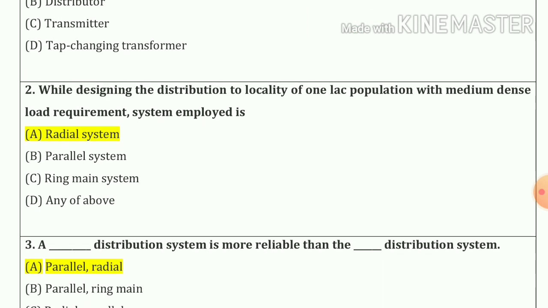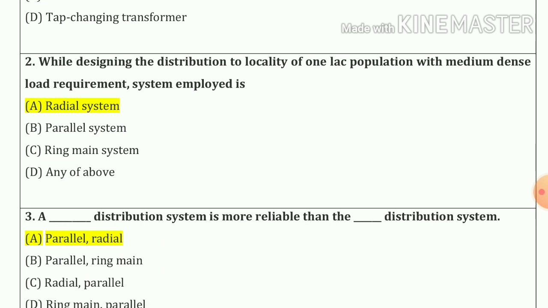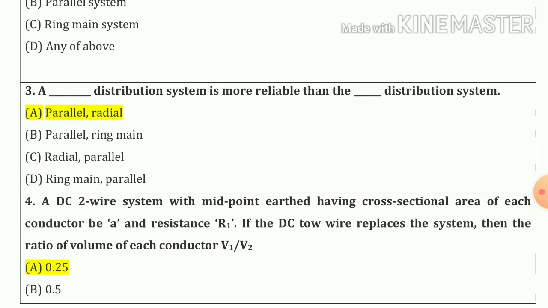Question number 2. While designing the distributions to locality of 1 lakh populations with medium dense load requirement, system employed is radial system. Question number 3. A parallel distribution system is more reliable than a radial distribution system. So our answer is option number A.